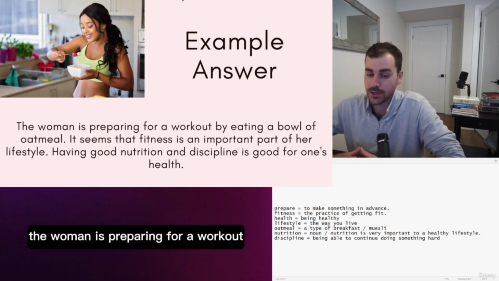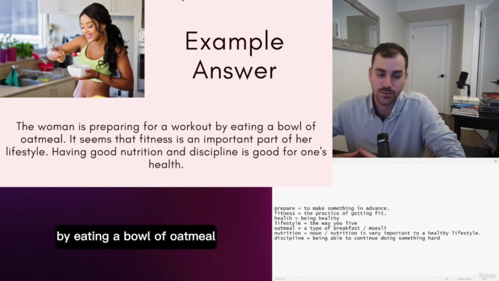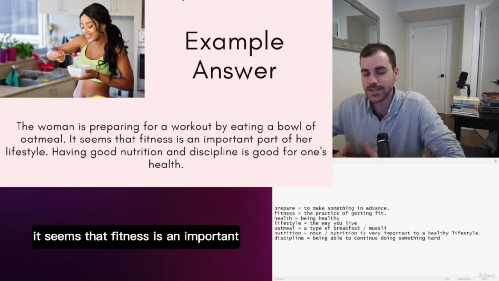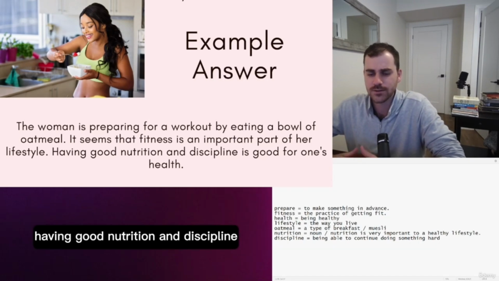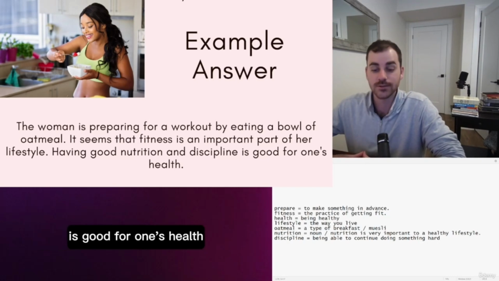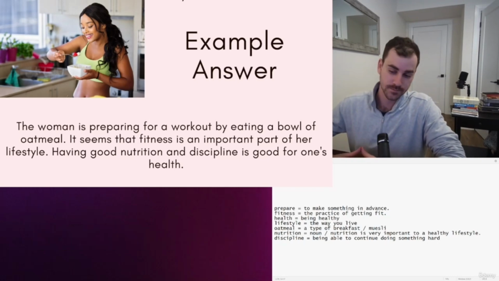The woman is preparing for a workout by eating a bowl of oatmeal. It seems that fitness is an important part of her lifestyle. Having good nutrition and discipline is good for one's health.